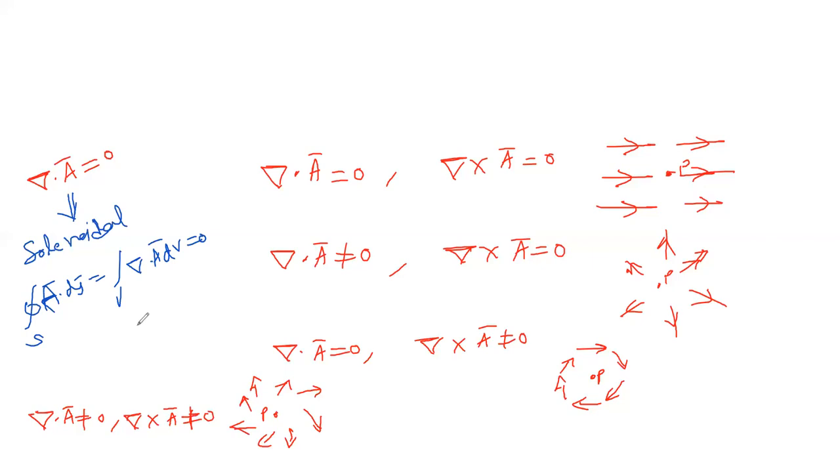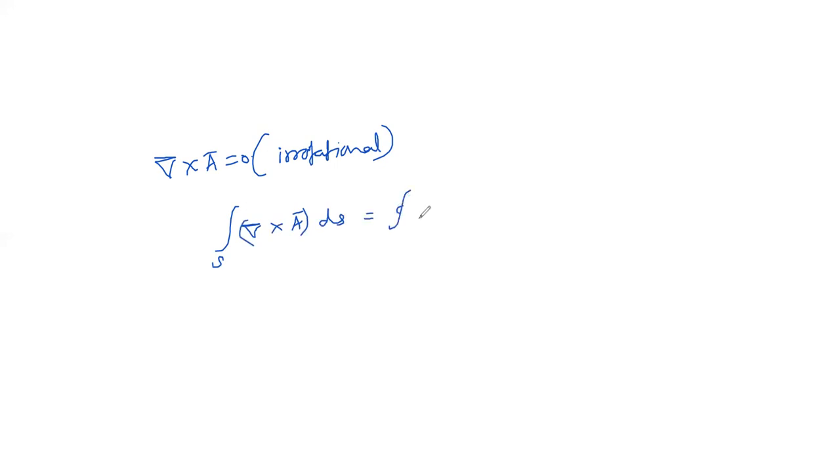The curl of any field is also purely solenoidal, since del dot del cross some field is equal to zero. Along with this, we have the other type, called an irrotational field. A rotational field has curl; an irrotational field is one where the curl is zero, that is, del cross A bar equal to zero. Then the surface integral of del cross A bar dot ds equals the closed line integral of A bar dot dl, which equals zero. Examples of irrotational fields: electrostatic and gravitational fields.